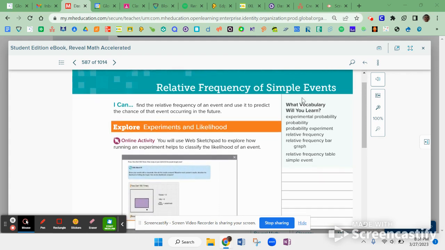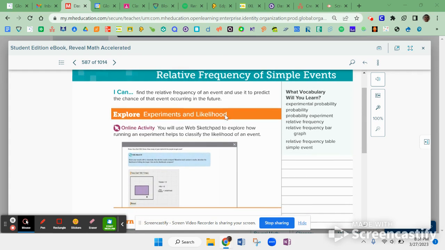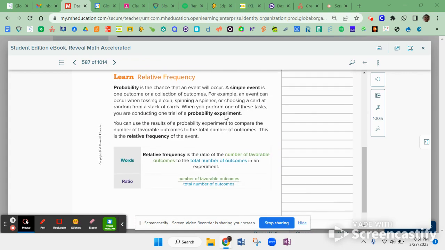Today, it's all about relative frequency of simple events. All right. Relative frequency, kind of a simple concept. All it is, we count up the number of favorable outcomes, the one you're looking for, and you divide it by the total number of outcomes, and that is your relative frequency. So let's review here. This is a good thing to kind of highlight some things.